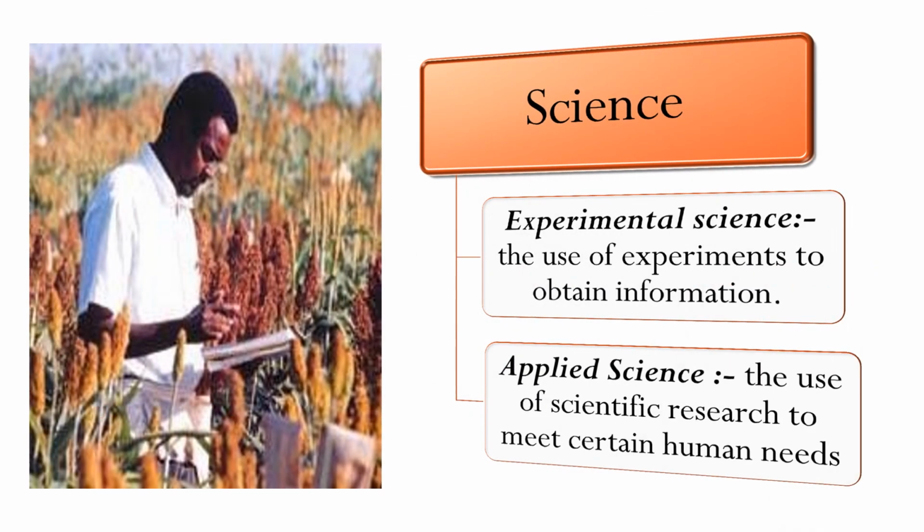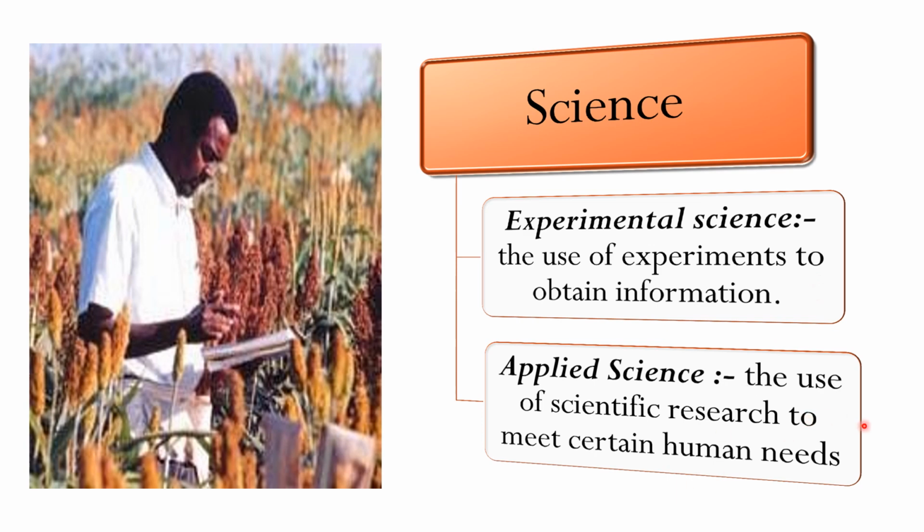Okay, let me see two types of sciences. Science is divided into two: experimental science, which uses experiments to obtain information. They must carry out experiments to obtain information. It's only based on experiment.